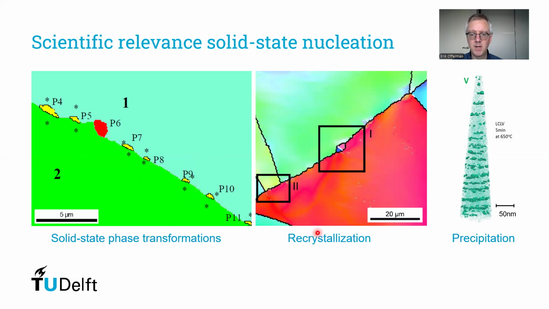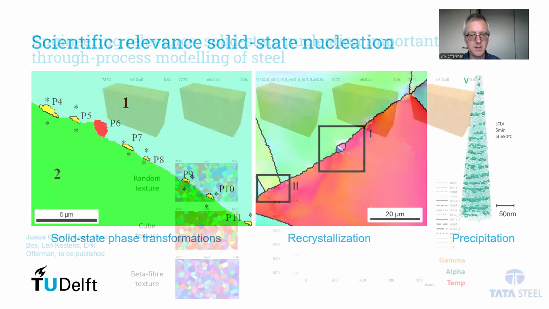Nucleation also takes place during recrystallization of a deformed microstructure. So you see here a deformed microstructure, and here you see a nucleus of a recrystallized grain. Precipitation reactions, here you can see nanometer-sized vanadium carbide precipitates that formed during interface precipitation, also start to form by the nucleation process. So understanding nucleation in the solid state is important for solid state phase transformations, recrystallization, and precipitation.